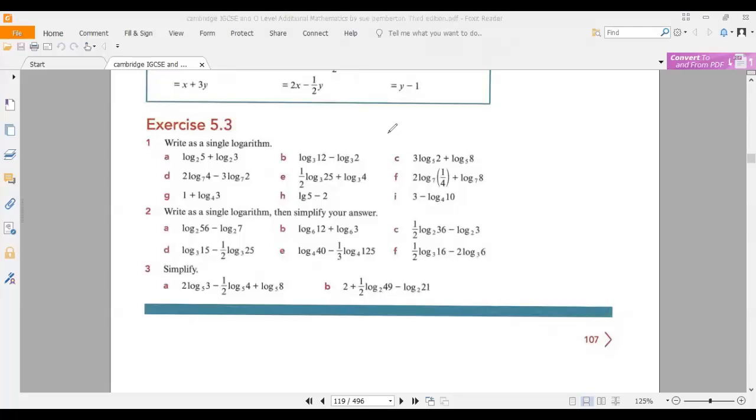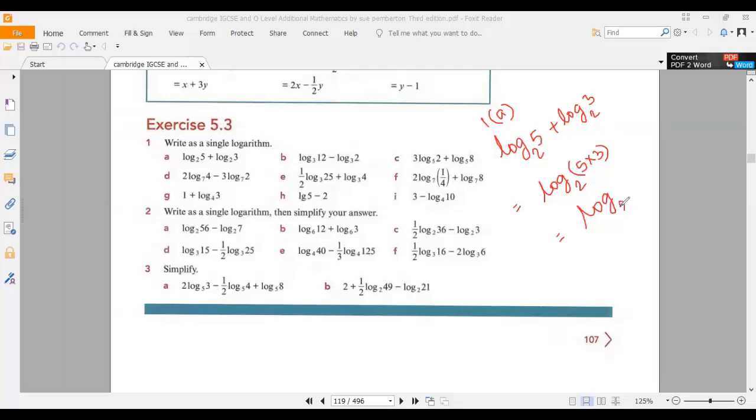Exercise 5.3 is all about logarithms. Number 1, write as a single logarithm. So 1a, how can you solve? log base 2 of 5 plus log base 2 of 3. From the formula, we know that if the bases are the same, then we can just multiply 5 and 3. So 5 times 3 is 15. So log base 2 of 15 will be the answer of 1a.